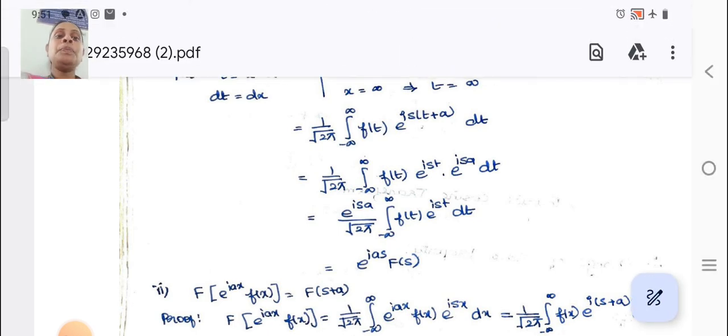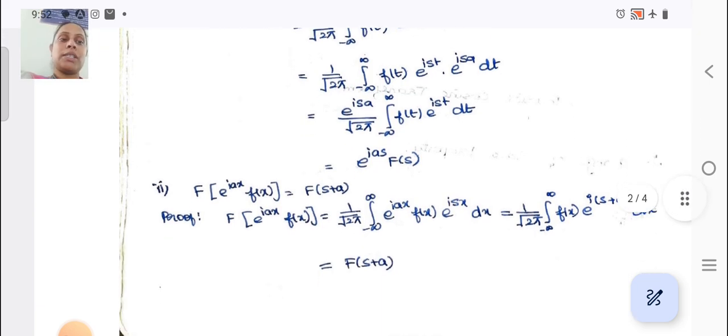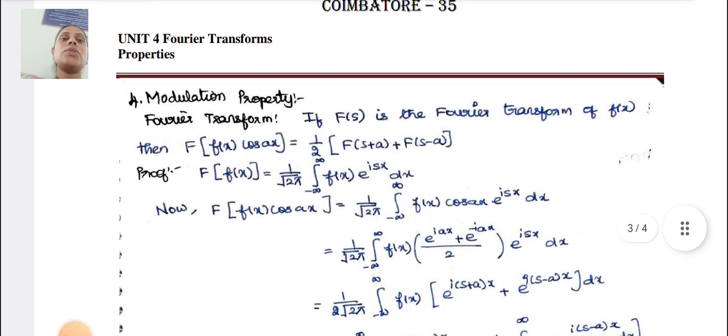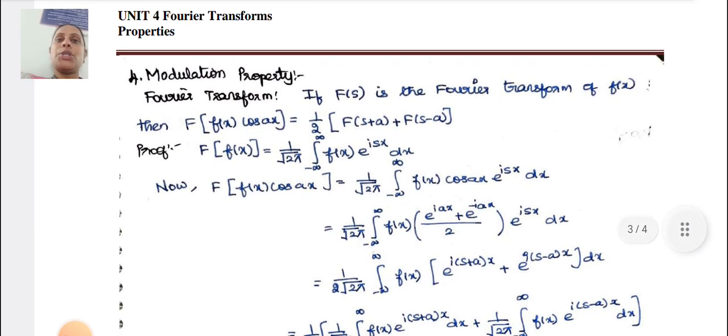Similarly, the Fourier transform of e power i a x f of x equals F of s plus a. Here also we replace, that is 1 by root 2 pi, 0 to infinity, e power i a x f of x e power i s x. Here the exponential is the same, so adding the powers, this is F of s plus a. Okay, so similarly we want to prove the modulation property.